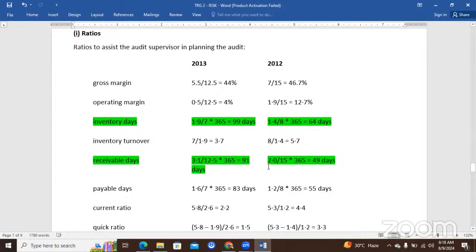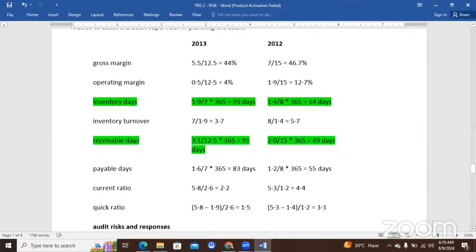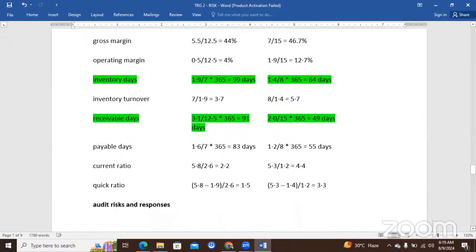And receivable days, if I take, 49 days become 91 days, so receivable days are increasing. It shows credit risk. Payable days, again, 55 days become 83 days. That is also indicating that the entity is struggling to make the payment. It's an indicator of going concern. Okay. Current ratio decreased by 50%, like 4.4 times became 2.2. That is also an indicator of what? Going concern. Quick ratio is also 3.3 become 1.5. Right. That is also significantly reduced, half of that.